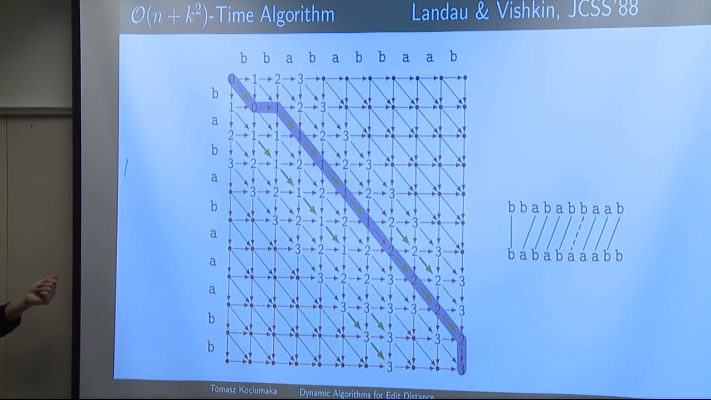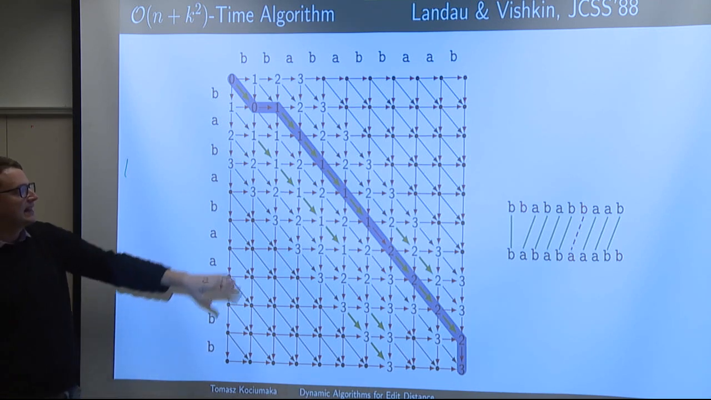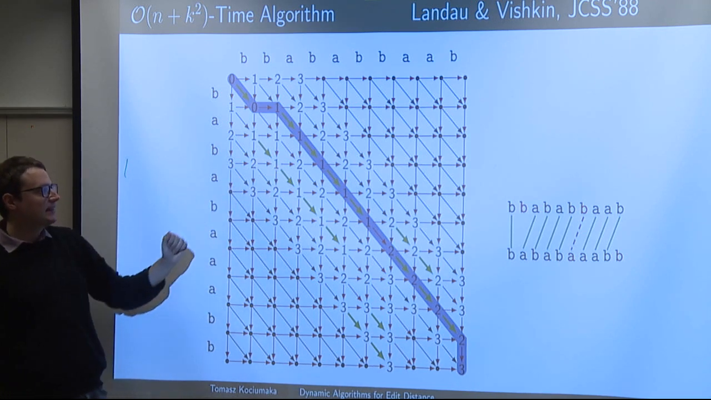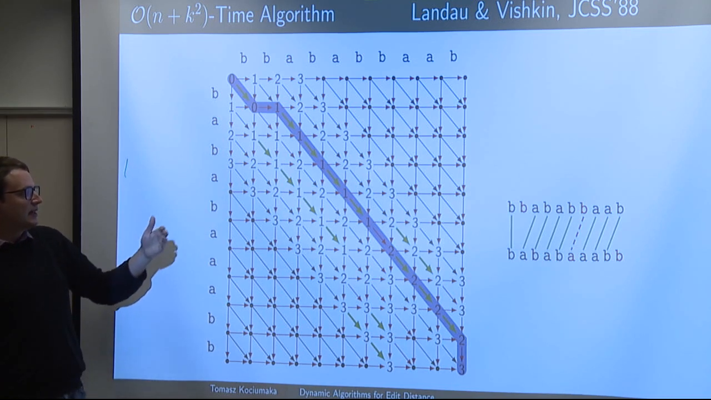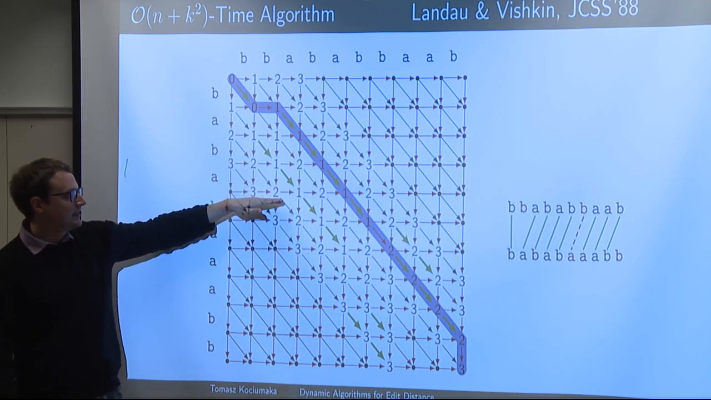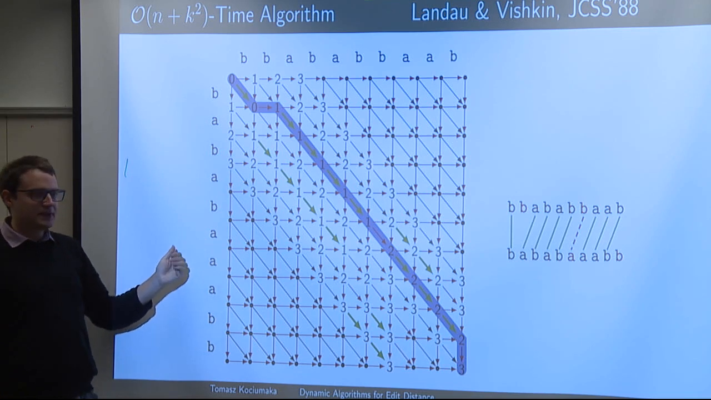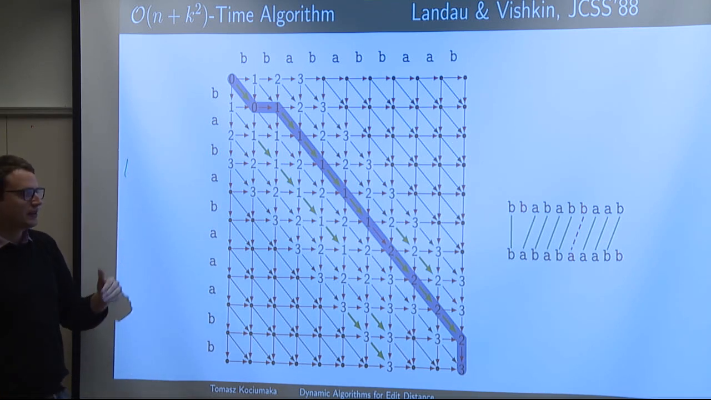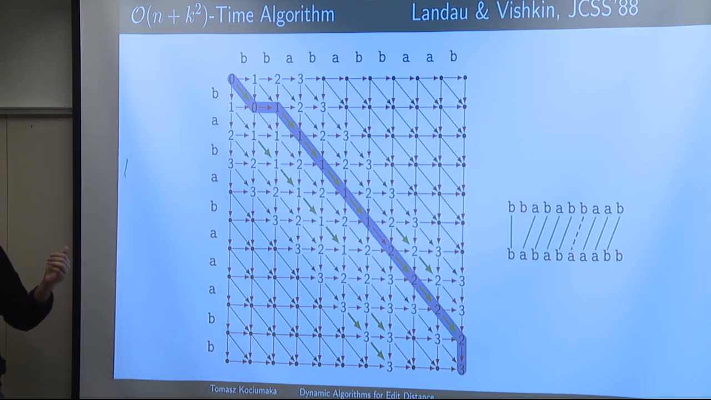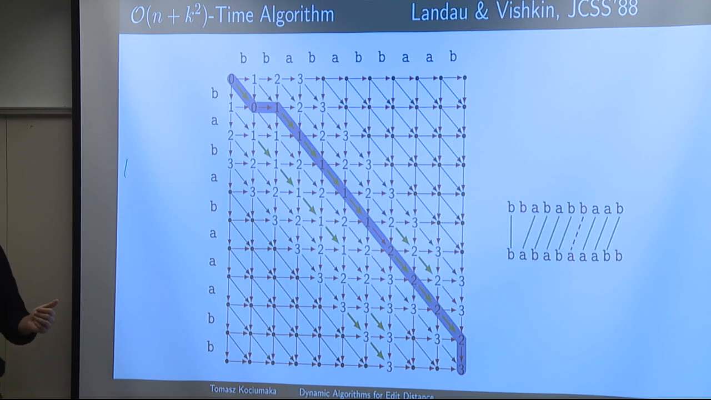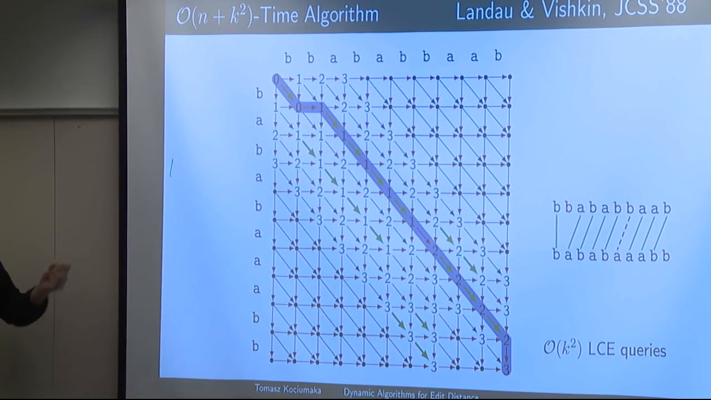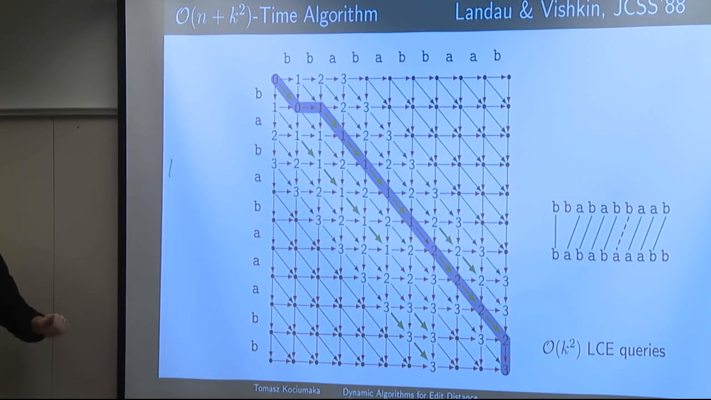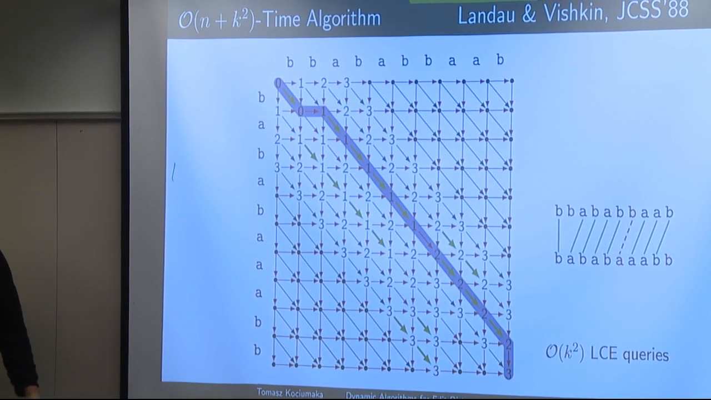And the Landau and Vishkin algorithm doesn't maintain these distances which I'm drawing. It just maintains for each diagonal how far you can go with every distance. And then you can do it for the distances. Then you propagate this to the neighbors, and then you extend with LCE queries of what's the longest common prefix starting at the given position. And the number of queries you are asking is quadratic in the distance k. 2k plus 1 diagonals, and for each diagonal at most k plus 1 queries.